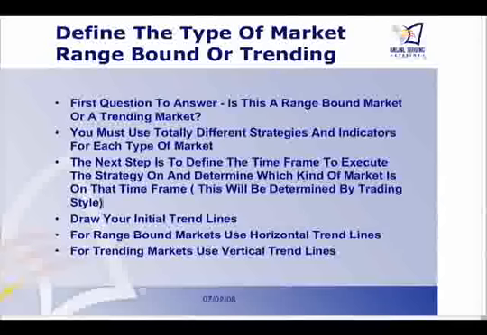And so the strategy and the kind of time frame that you're going to trade on, again, is going to be a function of your particular trading style. Draw your initial trend lines in uptrends or downtrends across the highs and the lows. Or if you see a range-bound market, draw your horizontal trend lines. Trending markets, of course, get diagonal trend lines.